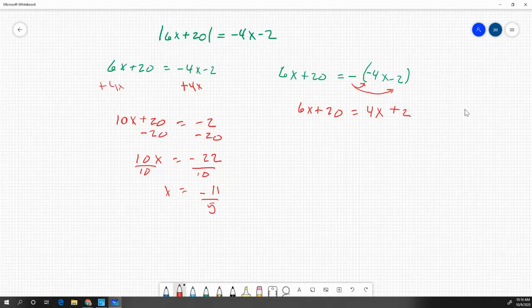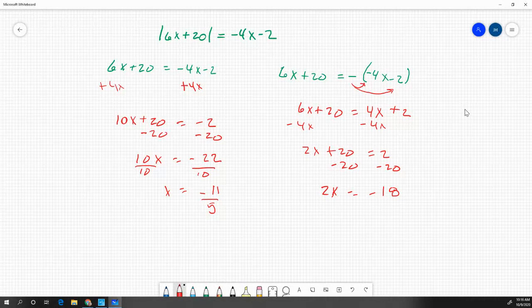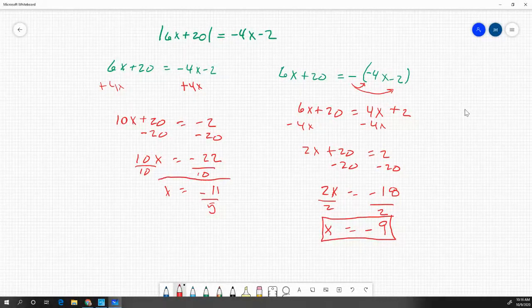And then we follow the same steps, right? We're going to combine our like terms. Here I'm going to subtract 4x this time, though, because now it's positive. And I get 2x plus 20 equals 2. And then I'm going to subtract 20. And I get 2x equals negative 18. That's an ugly x. Let's make that prettier. And then we're going to divide by 2. And I have x equals negative 9. So these are my two solutions, right?